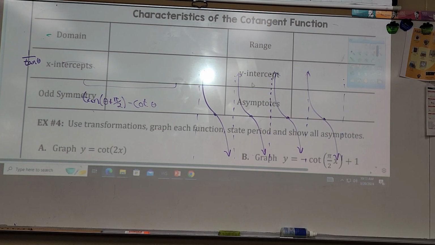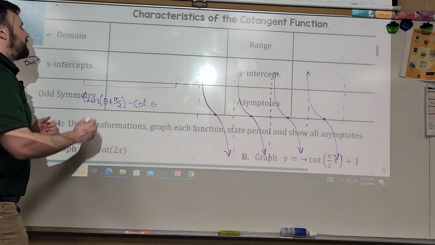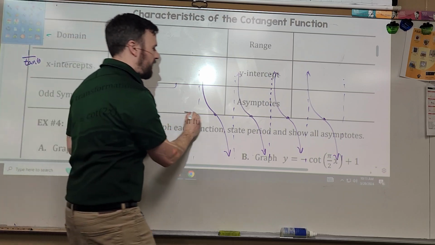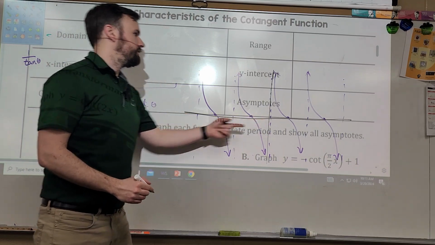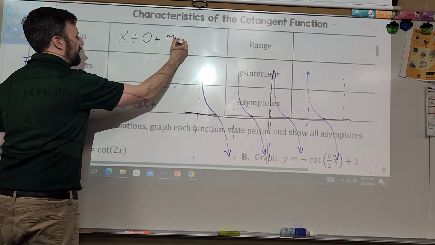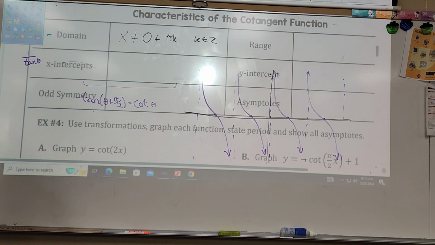Ooh, can I leave that graph up here, kind of? Whatever. I'll figure it out. Let's answer these questions while looking at the graph I have. So what's my domain on this? I'm restricted on my domain, just like tangent. My asymptotes restrict me, right? Where's my first asymptote? 0. So x can't equal 0 plus pi k, right? Where, of course, k is an integer.